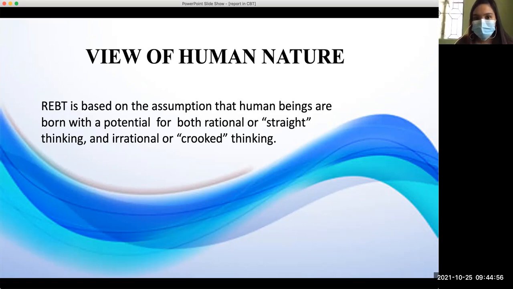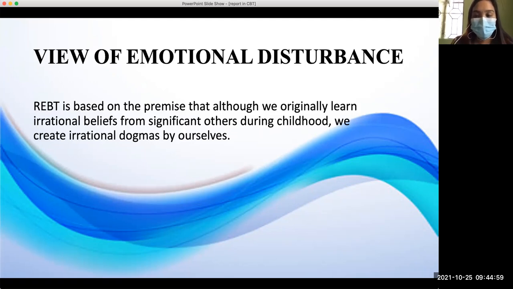So next is the view of emotional disturbance. REBT is based on the premise that although we originally learn irrational beliefs from significant others during childhood, we create irrational dogmas by ourselves. We do this by actively reinforcing self-defeating beliefs through autosuggestion and repetition, and behaving as if they are useful. According to Ellis, people don't need to be accepted and loved, even though this may be highly desirable.